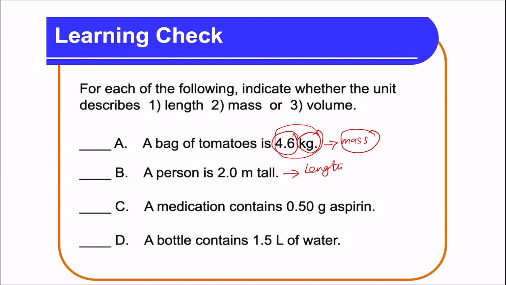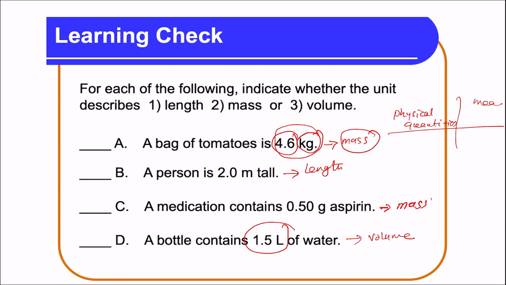Length measurement. Number C, a medication contains 0.5 gram aspirin. It represents again mass, right? Mass. So a bottle contains 1.5 liter of water. It represents the volume. So you have to be familiar with the physical quantities and their measurements. So mass, length, volume, temperature are the physical quantities.